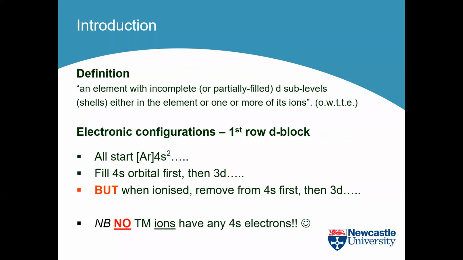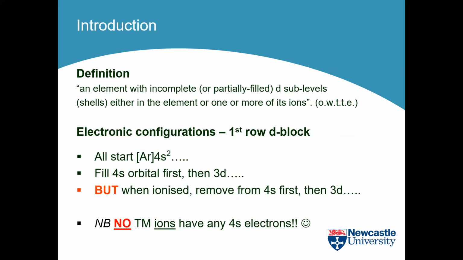So a little tip for you here. A level is often not very black and white. It's often grey, isn't it? We often say, here's the rule, but, or here's the rule, except. This one doesn't have any exceptions. No transition metal ions ever have 4s electrons. So if you write the electron structure of a transition metal ion and you put 4s electrons in it, I can guarantee it's wrong. So there's no exceptions to that rule. No transition metal ions have 4s electrons.